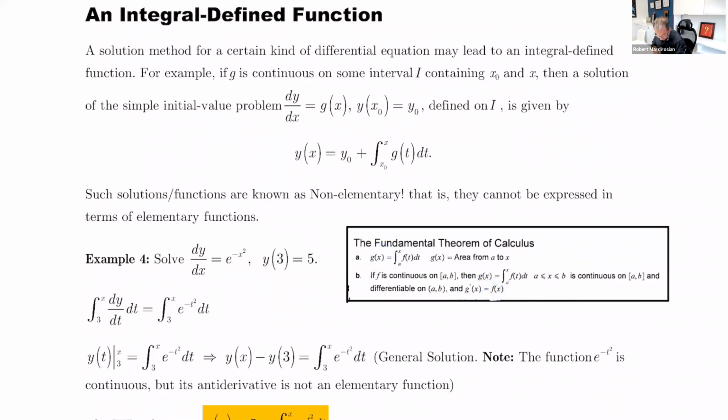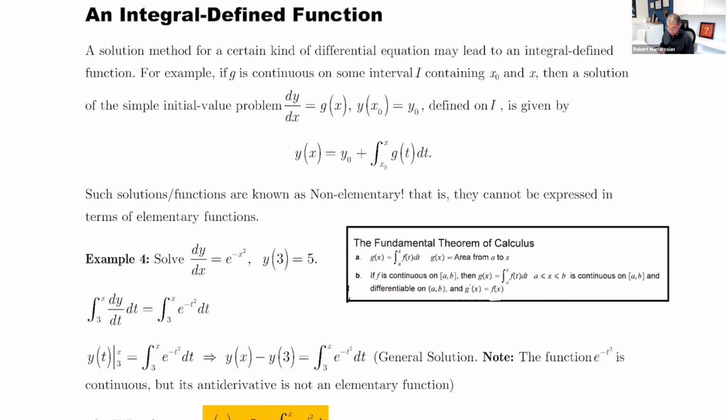Now let's look at the example. In this case, it's not very easy to find the integral of e to the negative x squared, so what you can do is use that form. If dy/dx equals e to the power of negative x squared, then the integral of dy/dt times dt equals the integral from 3 to x of e to the negative t squared dt, because they are the same thing. dy/dt is just e to the power of negative t squared.